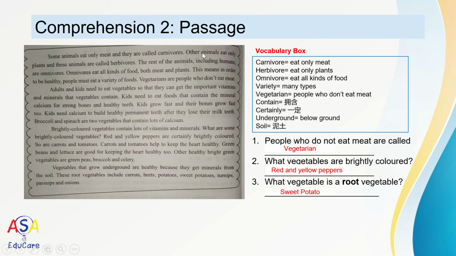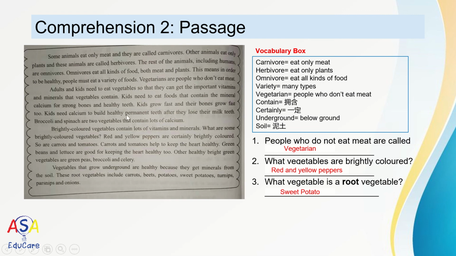They explain for you. Variety 是各种各样, many types. Vegetarian also explain for you. Contain 用含, okay? For example, one sentence here. Kids need to eat foods that contain the mineral calcium for strong bones and healthy teeth. Meaning, 那些孩子需吃食物用含这些.